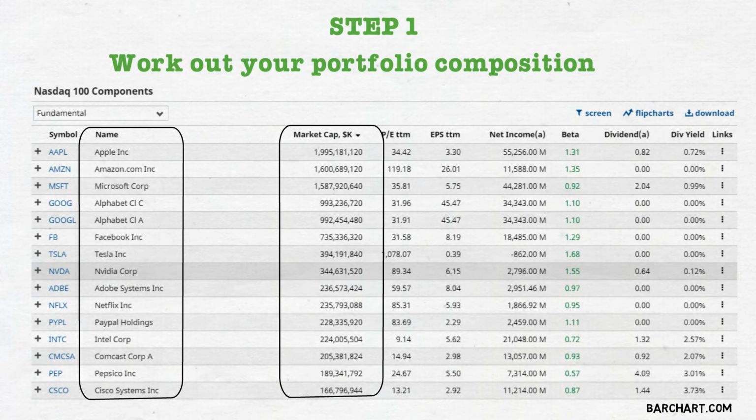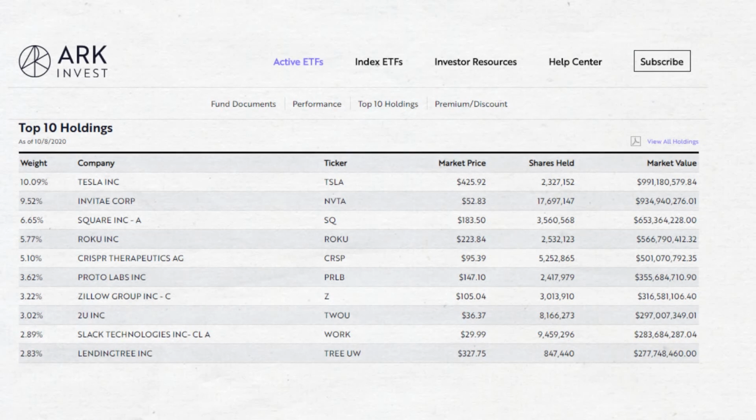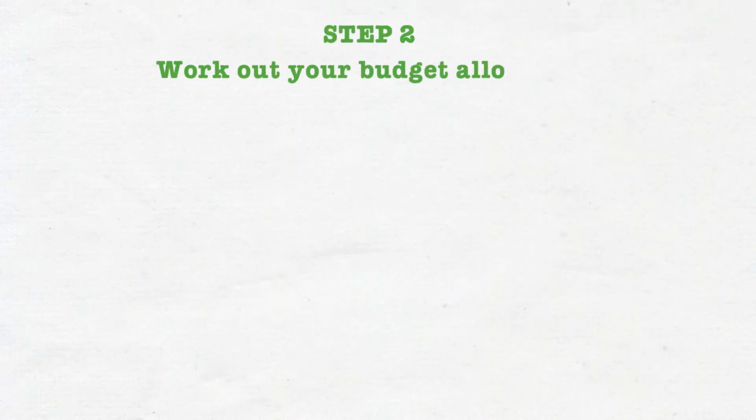From there, you can work out the percentage weight in each stock. Also, existing funds usually publish their holdings on a regular basis, so if you're trying to replicate those, you may want to keep up to date with their portfolio allocation or simply track their underlying index. Whatever it is that you like, your next step is figuring out how to split your budget across those holdings.